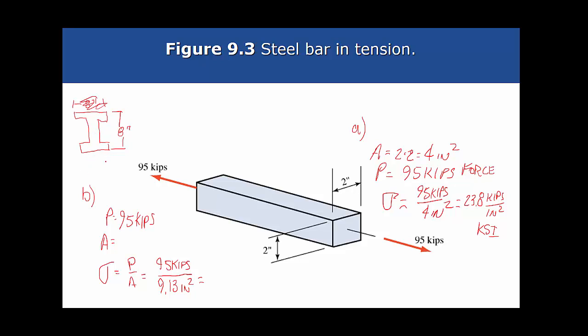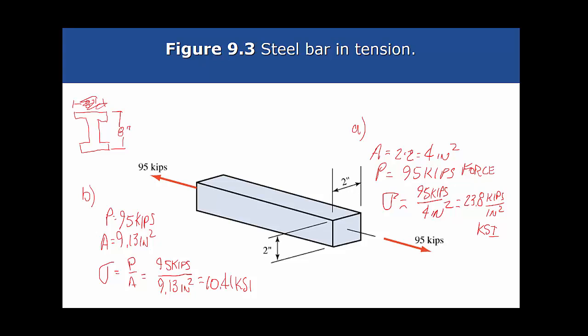I haven't looked it up, but the area is all I'm concerned about, and the area was 9.13 square inches. You do the math on that one, you should end up with 10.41 kips per square inch. And that's the stress. It happens to be 8 too, so you could not scratch. Oh, really? It's an 8 by 8. Darn it! Should have told me a little sooner.